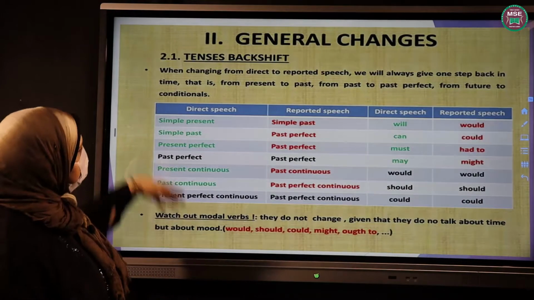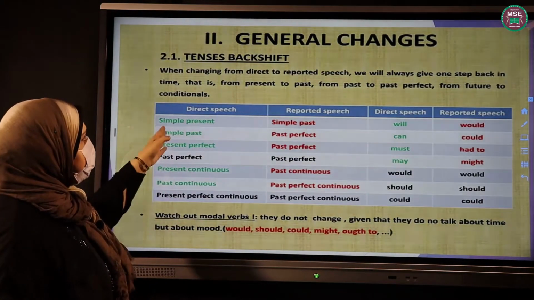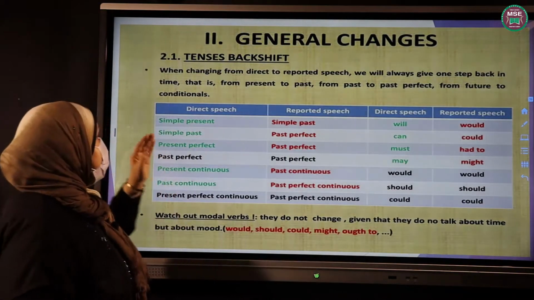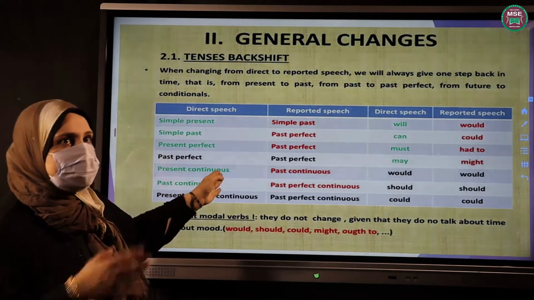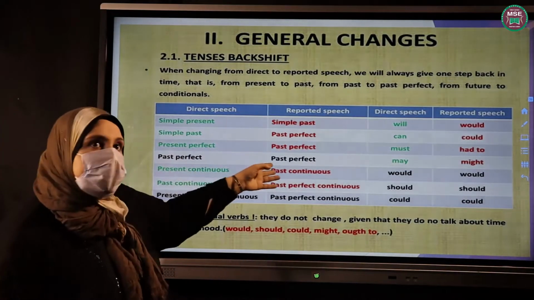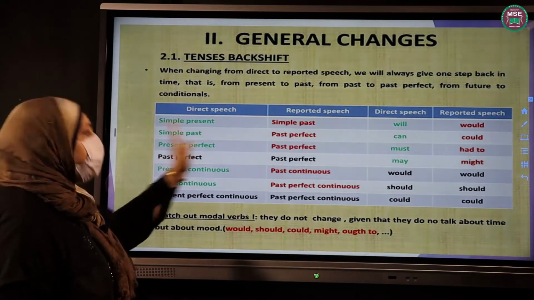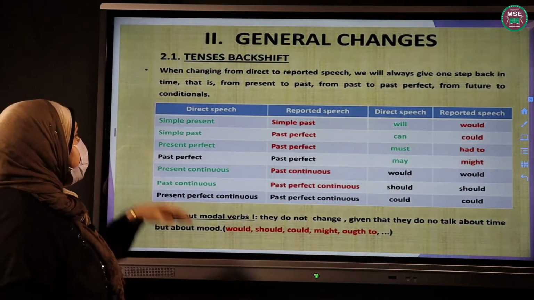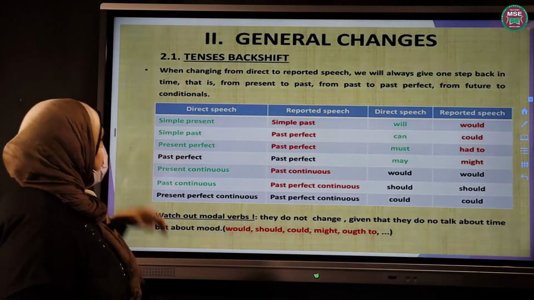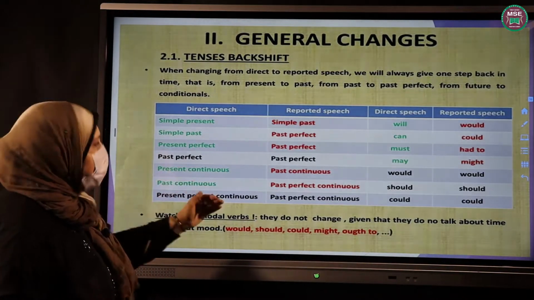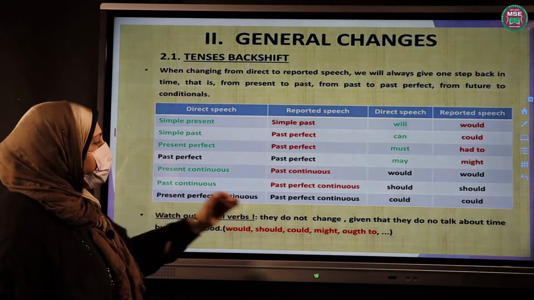Here we have the change of the tenses, like I said before. Present simple tense, past simple tense. Present perfect tense, past perfect. What's the present perfect? Has or have plus past participle. What's the past perfect? It's had plus past participle. Past perfect tense, keep it past perfect as it is. Present progressive tense, change into past progressive. Past continuous tense, past perfect continuous tense. Present perfect continuous tense, past perfect continuous tense.